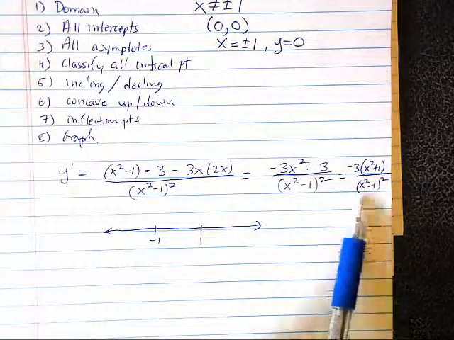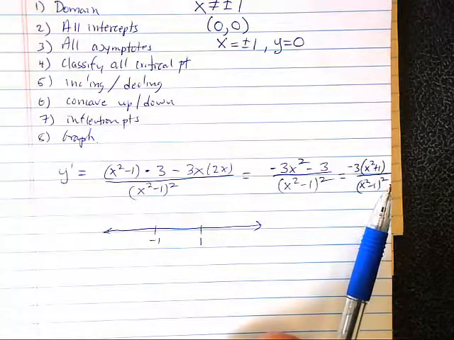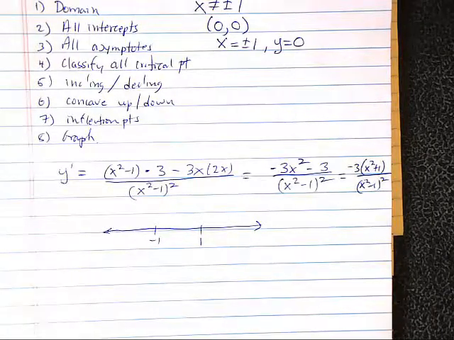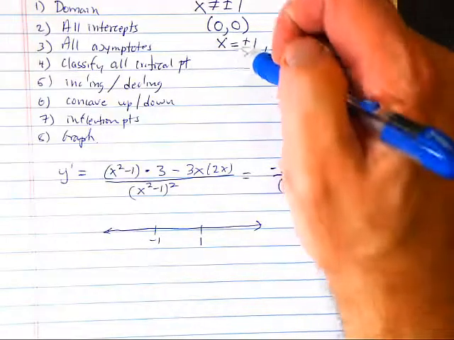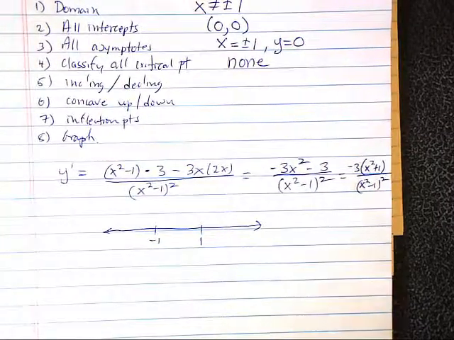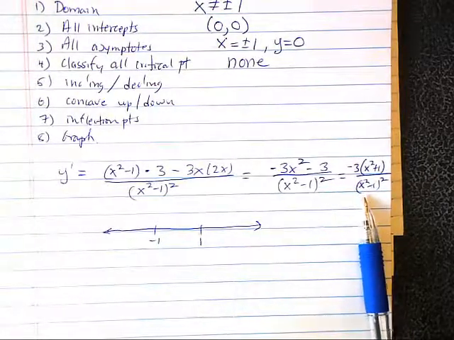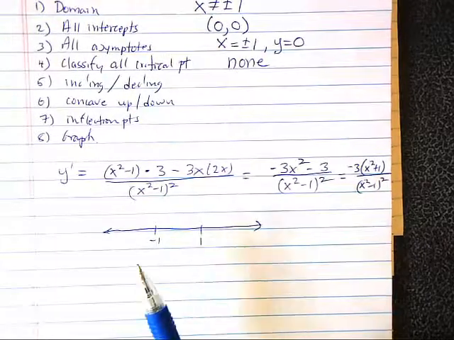But I do think it helps to write it that way because then it's even more clear that the top is never the number 0. So, classify all critical points. That's easy enough. There are none. Why are there none? Because the only places that we got were not in the domain. The only values we got from the first derivative were 1 and -1. They're not in the domain.